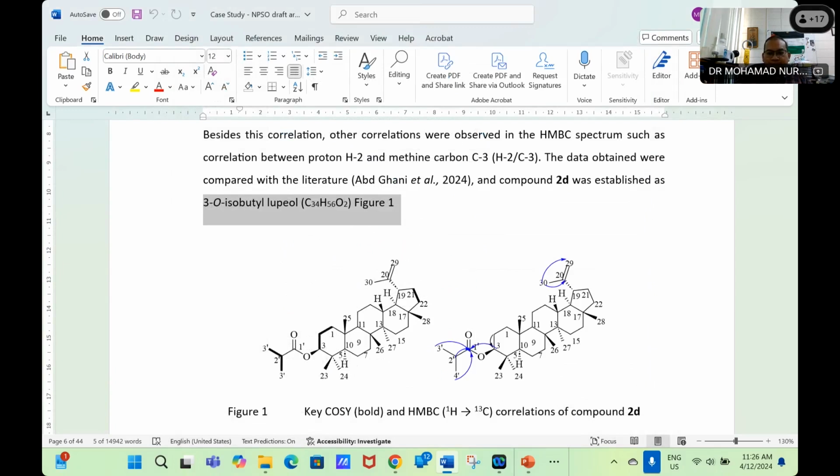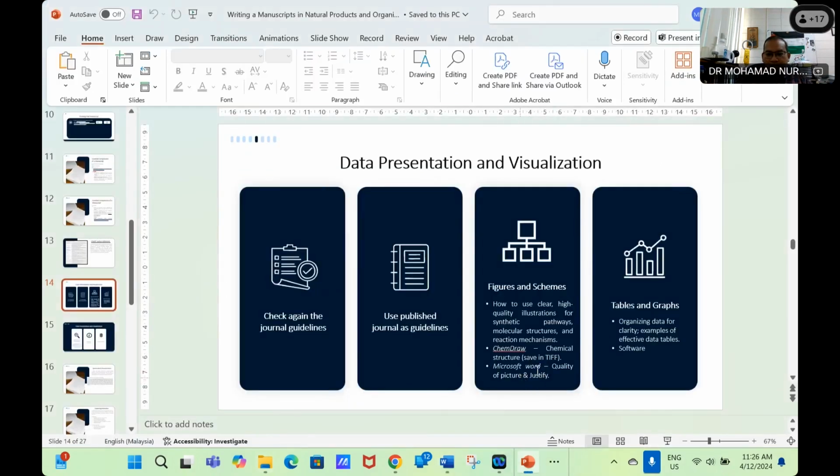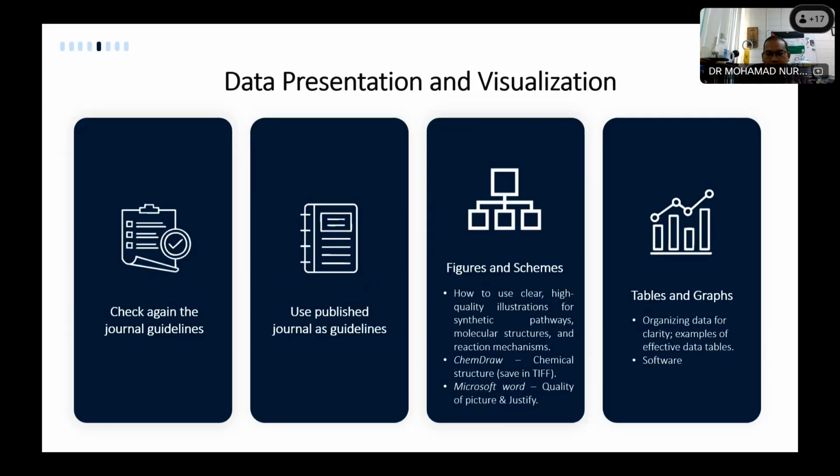Okay, so next what we have here. This is very important, for the table and graph, organizing data for clarity, for example, effective data tables. Sometimes you have to use software. I strongly advise you to install software.